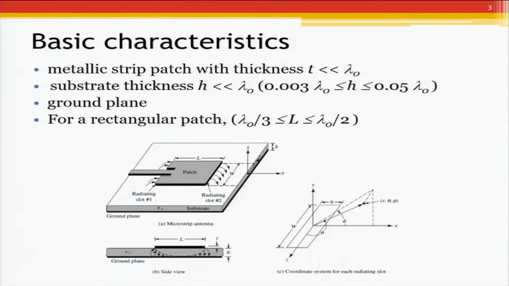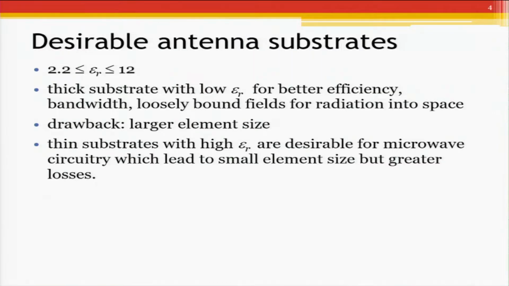You can see the thickness here, and this is the thickness of the substrate. Okay, for desirable antenna substrates, usually we design the dielectric constant. We choose dielectric materials to have constants between 2.2 and 12. And there are differences in variations when we choose it.